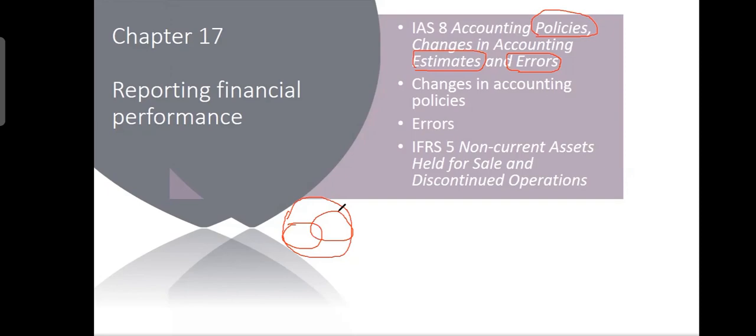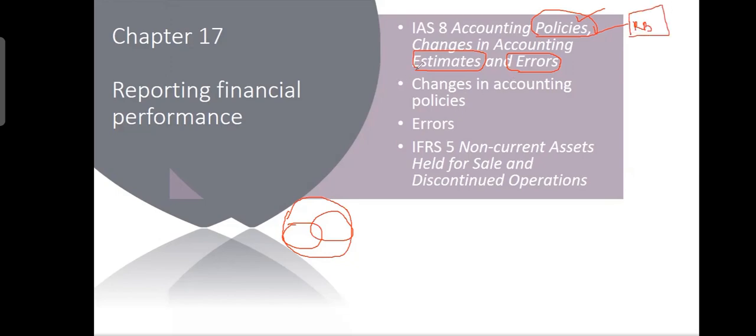Now, policy and estimate are two different things. Accounting policy is like, which depreciation method are you going to use? Are you going to use the straight line method for motor vehicles, or are you going to use reducing balance? So you've got two options, and you say I'm going to use the reducing balance method. This is a policy matter.